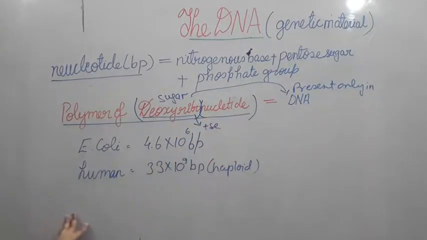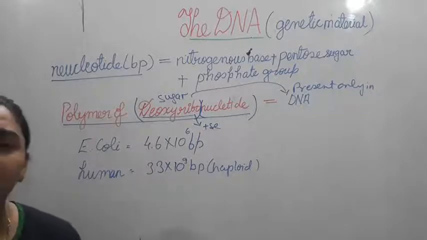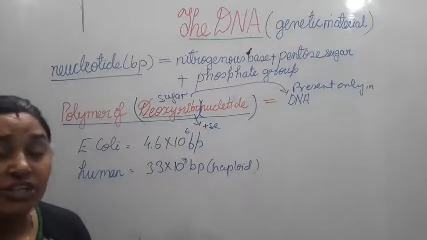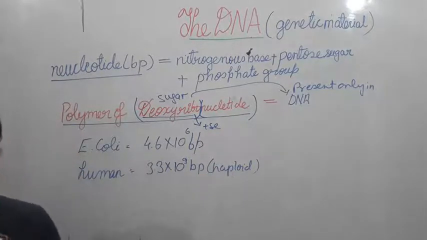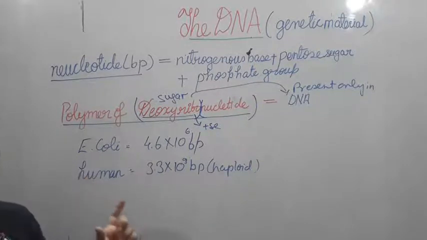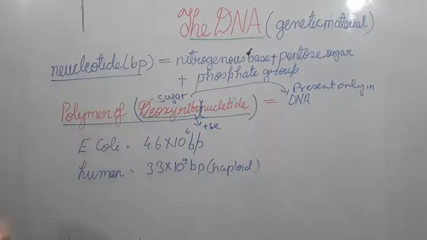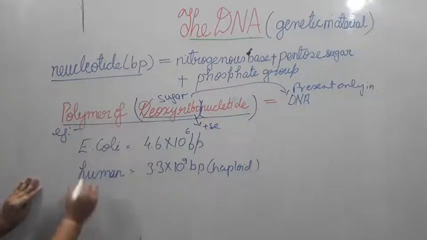Suppose you have a DNA sample and you are not aware which organism's DNA sample it is. Due to modern genetics techniques, you can find out the number of base pairs in that particular DNA sample, and according to the number of base pairs you can find out which organism it actually is. For example, here we have the base pair numbers of two different organisms. One is Escherichia coli.